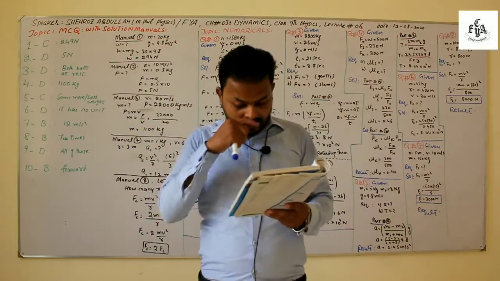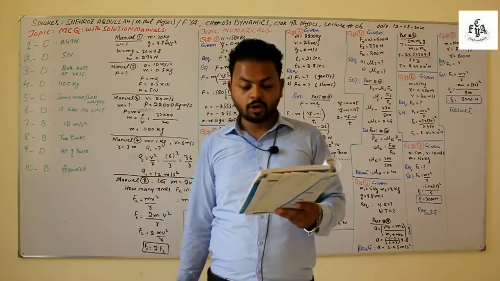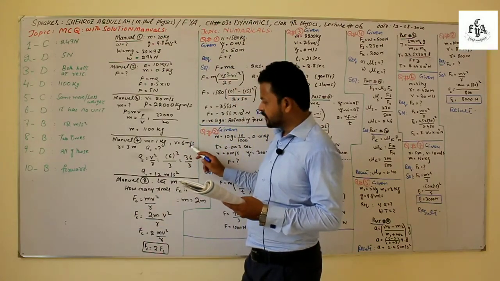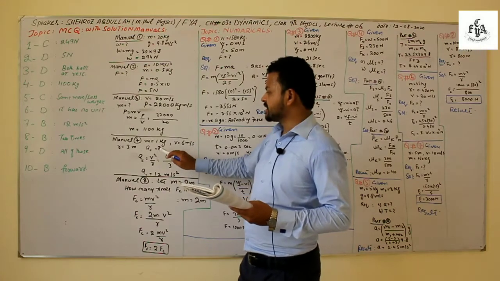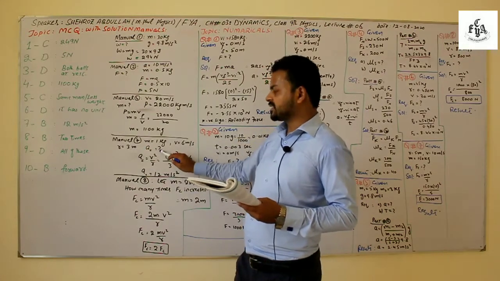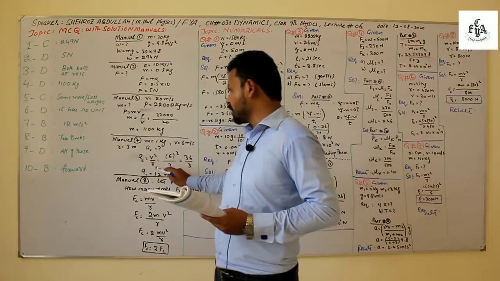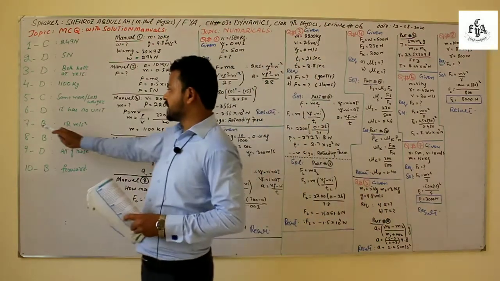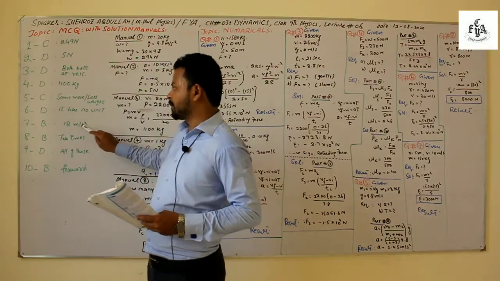It says the centripetal acceleration of an object of mass 1 kilogram. Yes, mass is given to you, 1 kilogram, and speed is given to you, 6 meters per second, and radius is equal to 3 meters. Centripetal acceleration is to be found, a is equal to v square by r. Just put the values and get the answer, 12 meters per second square. So the right option for MCQ 7 is B, that is 12 meter per second square.